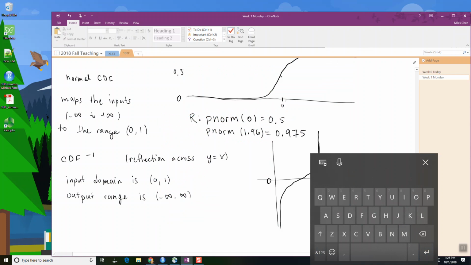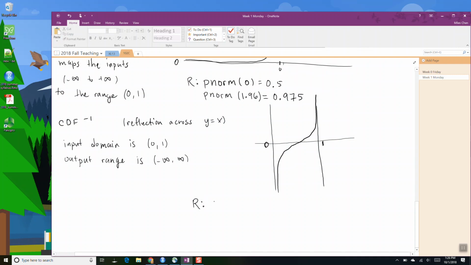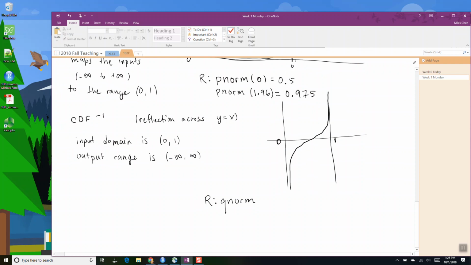Okay, and then lastly, for the inverse CDF, what do we have in R? So we have dnorm, we have pnorm, and we have qnorm, right? So the inverse CDF is qnorm, okay? And this pattern of d, p, and q applies to all the built-in distribution functions in R. d will give you the density, p will give you the cumulative distribution function, the CDF, and q will give you the inverse CDF, okay?